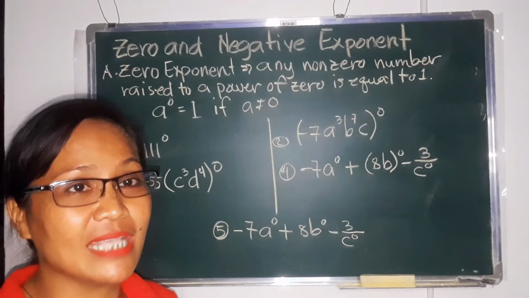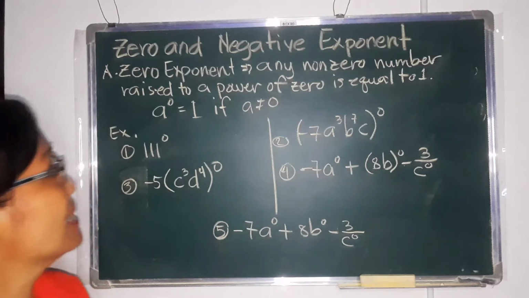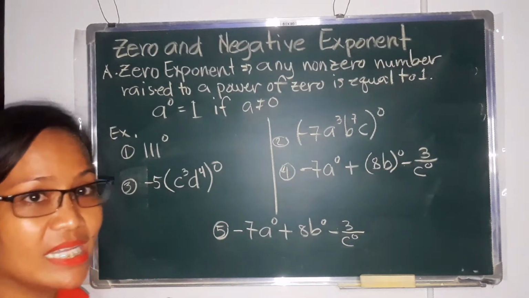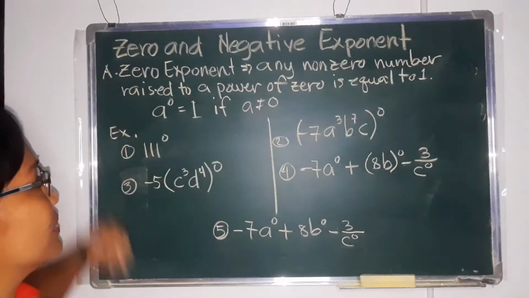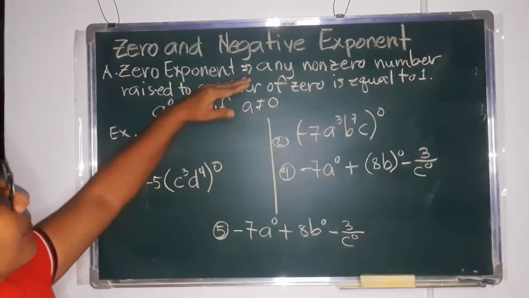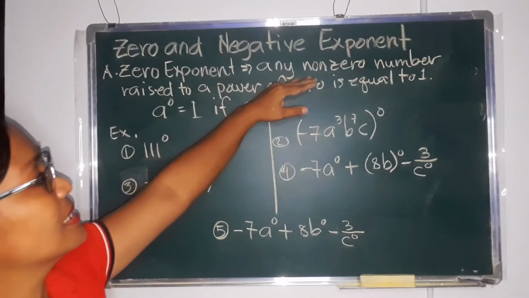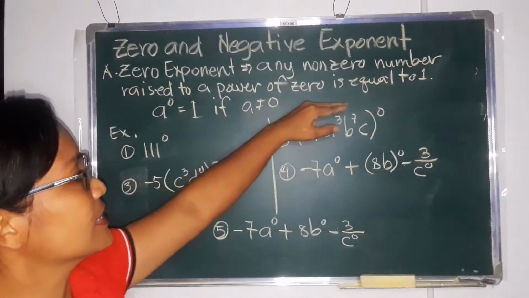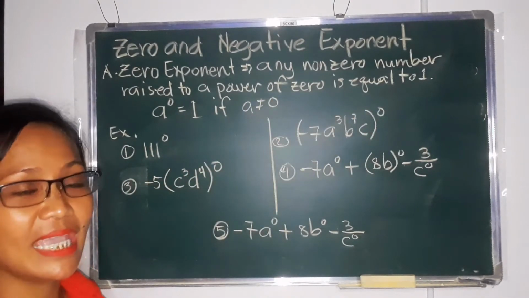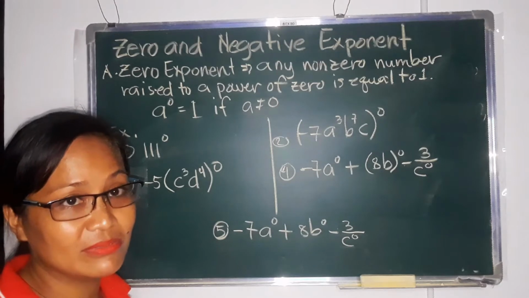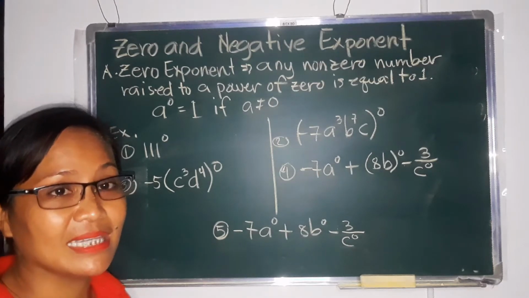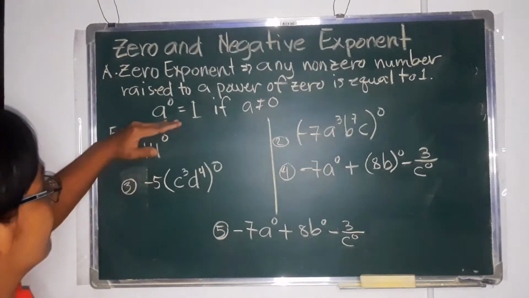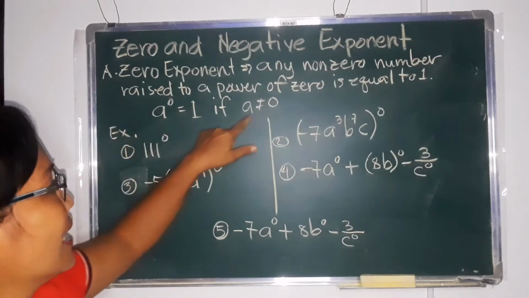So our topic for today is about zero and negative exponents. We will tackle first the zero exponent. When we say zero exponent, any non-zero number raised to a power of 0 is equal to 1. Meaning to say, anything that is raised to 0, if the base is not 0, then the answer is always 1. So a raised to 0 is equal to 1 if a is not equal to 0.